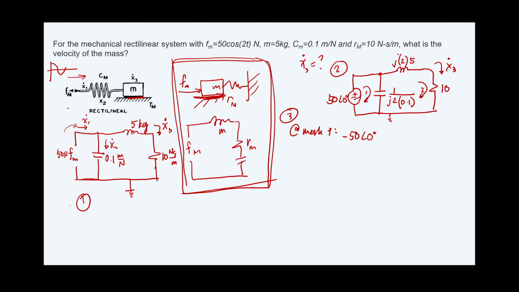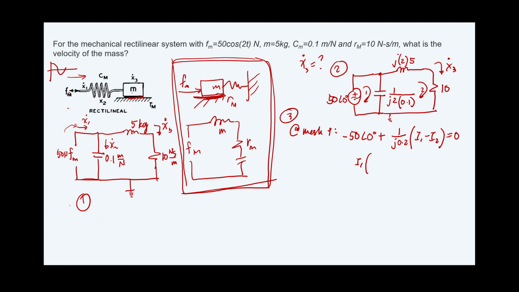Plus, I write the impedance first, 1 over j0.2 times the I1 minus I2 equals 0. And you arrange the equation, I1.